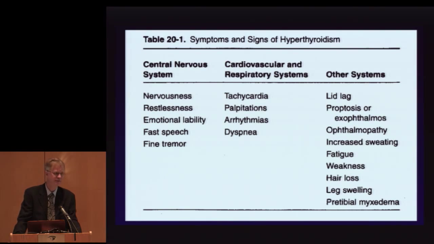And we've heard about some of the symptoms and signs of hyperthyroidism: nervousness, restlessness, emotional lability, fast speech, fine tremor, and then you can get tachycardia or palpitations, arrhythmias, even dyspnea, and then all the other symptoms that we've heard about today with lid lag, proptosis, exophthalmos, ophthalmopathy, also other things like increased sweating, fatigue, weakness, hair loss, leg swelling, and myxedema.